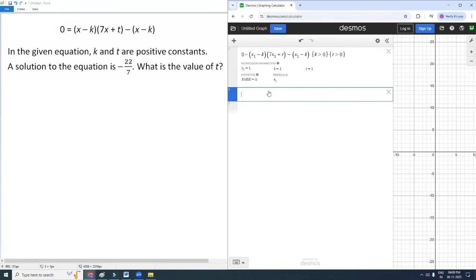Okay, now we have to consider the other information, that a solution to the equation is negative 22 over 7. Actually, this is the value of x, but here when I go to Desmos, this is the value we have for x1, because we have taken x1 for x. Okay, now let me give this as input, that is x1 equals negative 22 over 7. Here I got the value of t, that is 23.